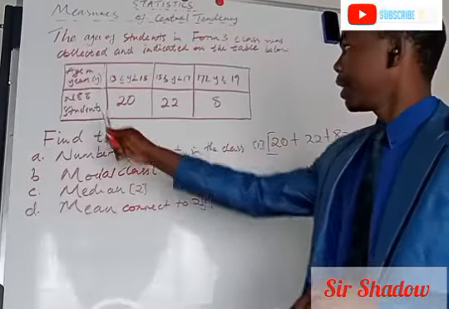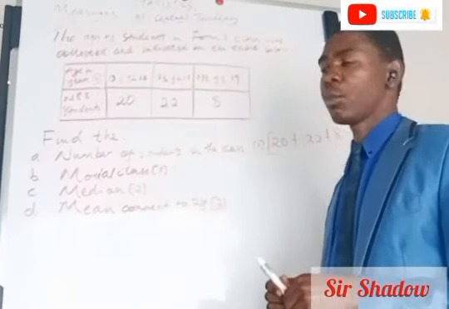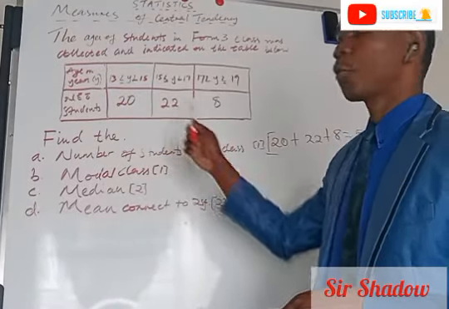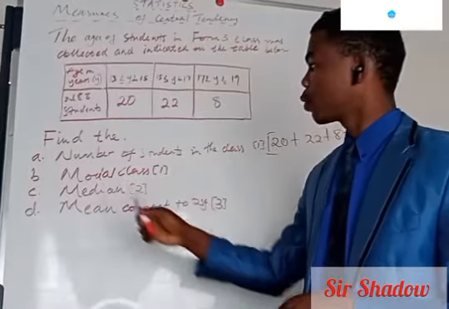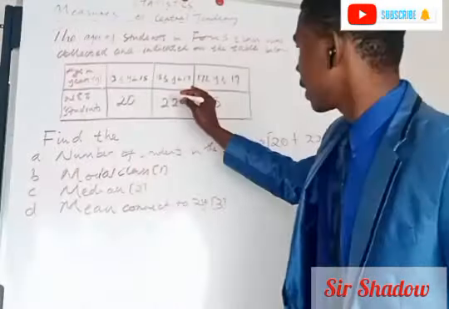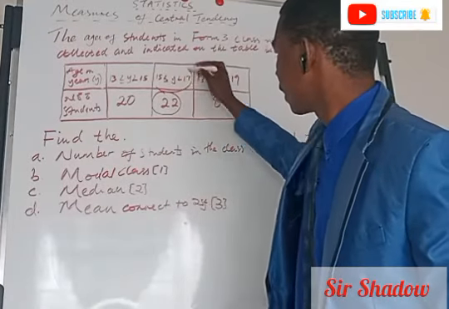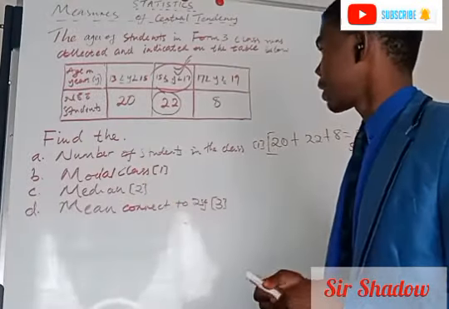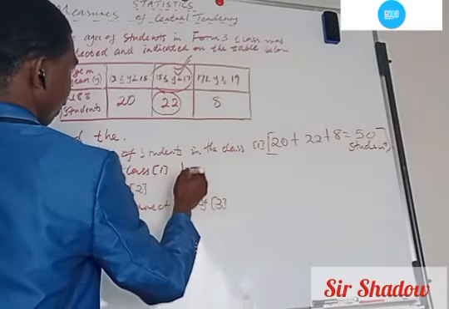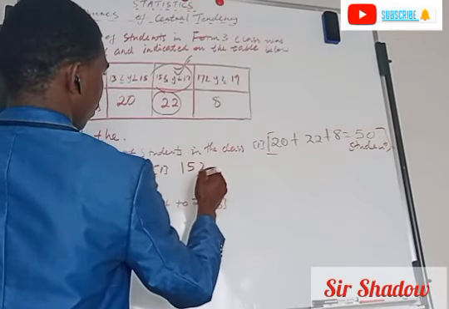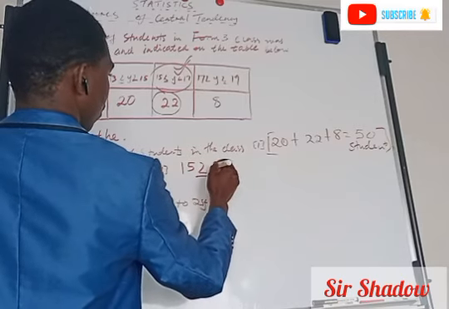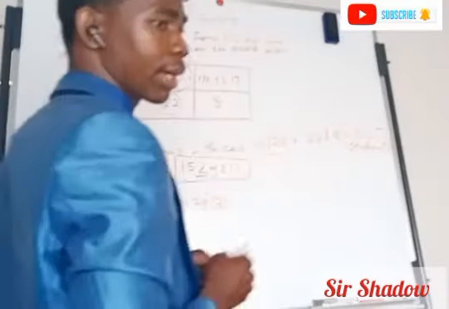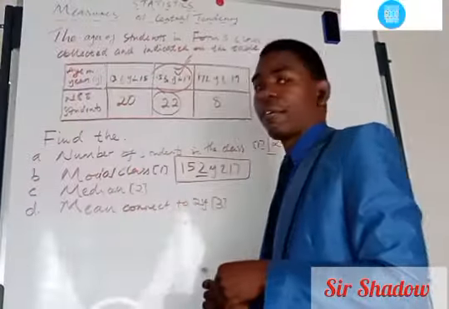Sometimes we may be asked to find the modal number of students. If it's the modal number of students, then you have to look for the number with the highest value. Here it is 22, so the modal number of students is 22. But if you are asked to find the modal class, then the modal class is this one: 15 is less than or equal to y, where y is less than 17. This becomes the modal class. So this is how to find the modal class from this given set of data.